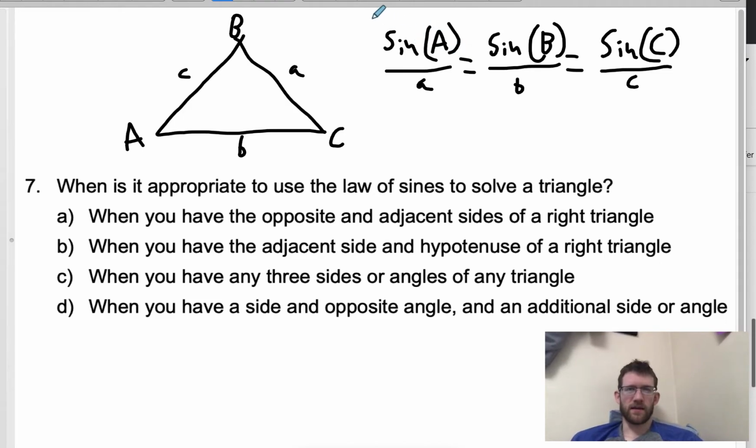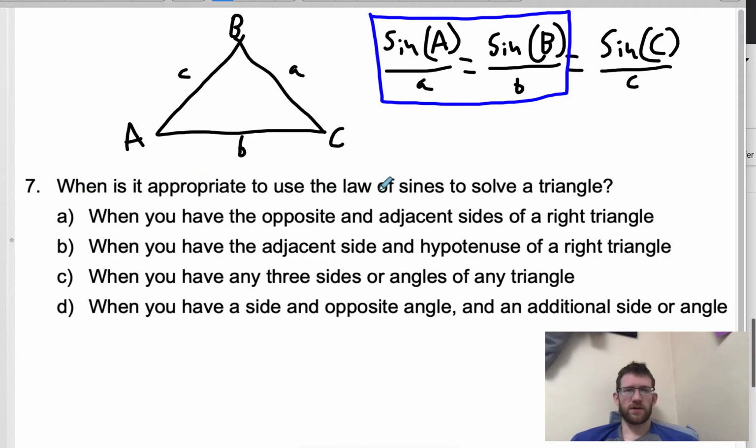So we would say like the sine of angle A over a equals the sine of angle B over b. And we'd know 3 of these 4 pieces of information: angle A, side a, angle B, side b. One will be missing, and that'll be the one we solve for, right? So let's go through these options.